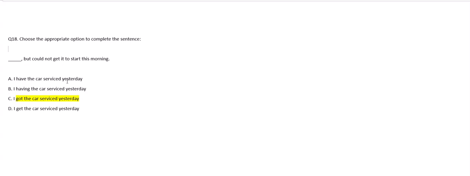And when we use "I have the car serviced yesterday," this is the present perfect tense. We use it for just completed actions. For example, the train has just left the station, which is has plus V3. Here have plus V3 is the present perfect. The present perfect is used for just completed actions, not actions that were completed yesterday.